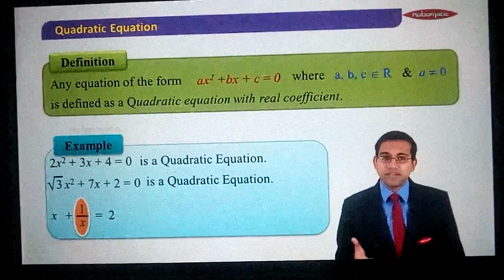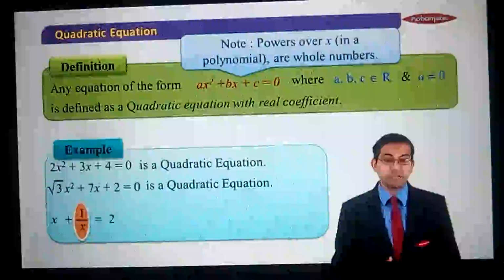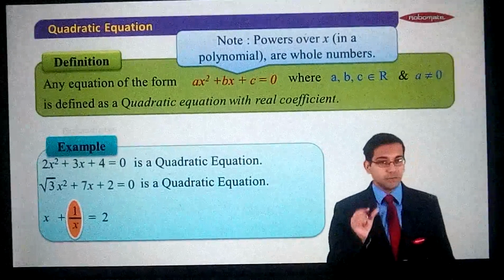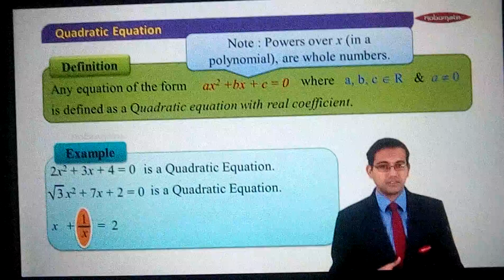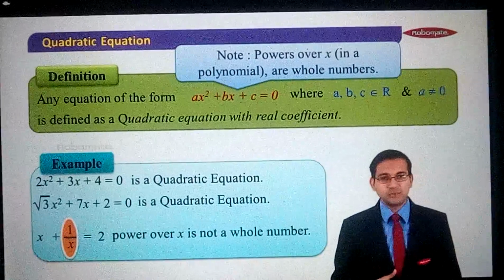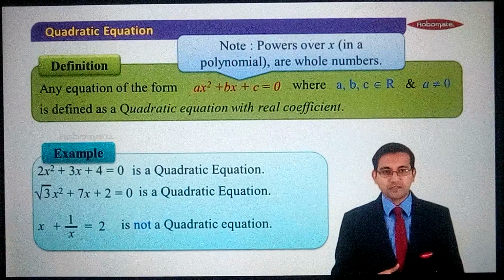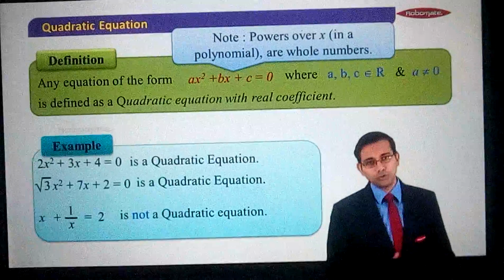Here 1 by x can actually be seen as x raised to minus 1, and we know that the power of x in a quadratic equation should be a whole number. With x raised to minus 1, the power is negative, it's not a whole number, and hence we conclude that this is not a quadratic equation. Fine. So with these examples I hope you know how to use the definition.